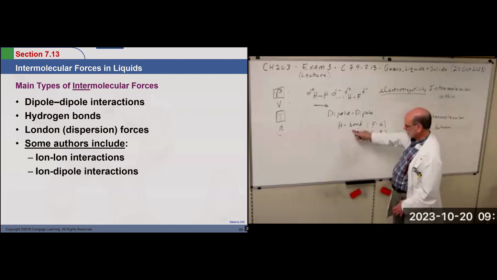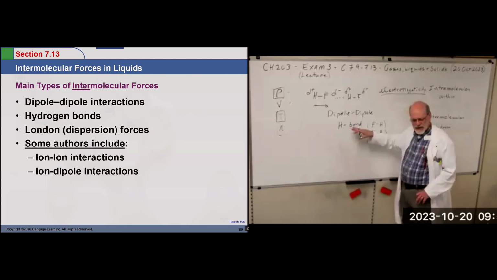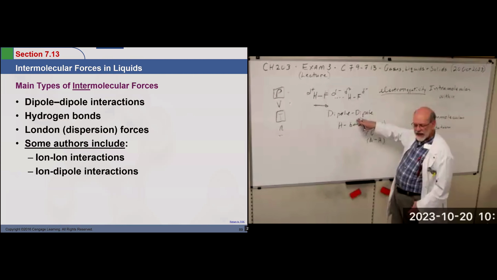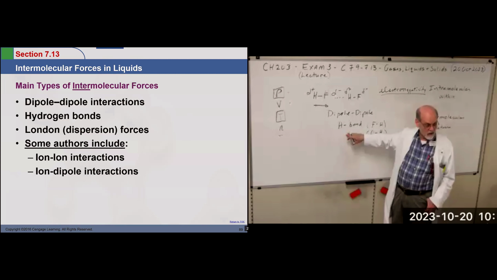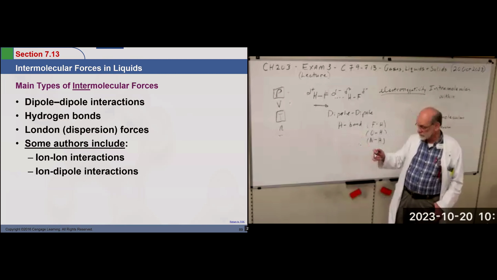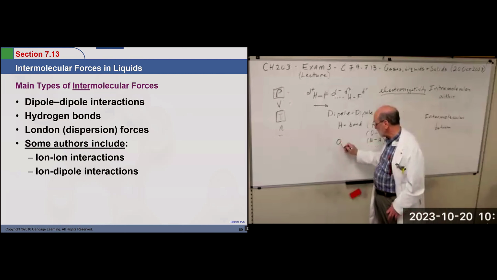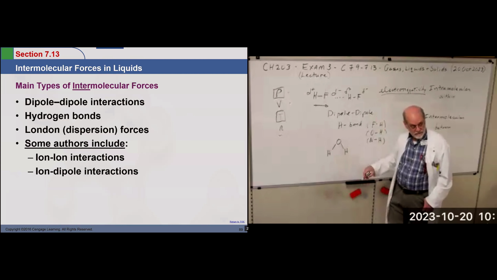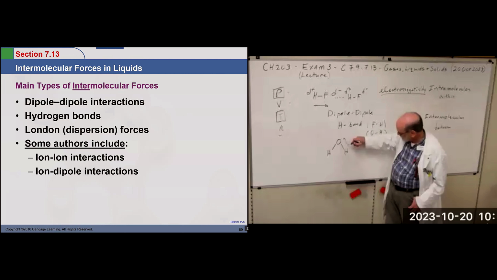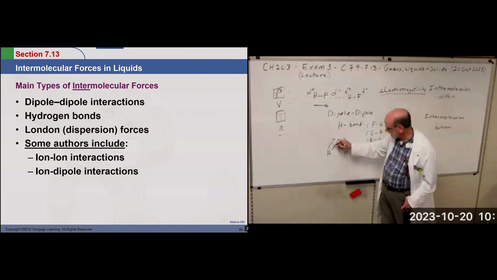But this is a special case where the hydrogen bond is a dipole-dipole interaction, but it's much, much stronger. That's why water, with two such bonds, tends to form a dipole like that and like that.